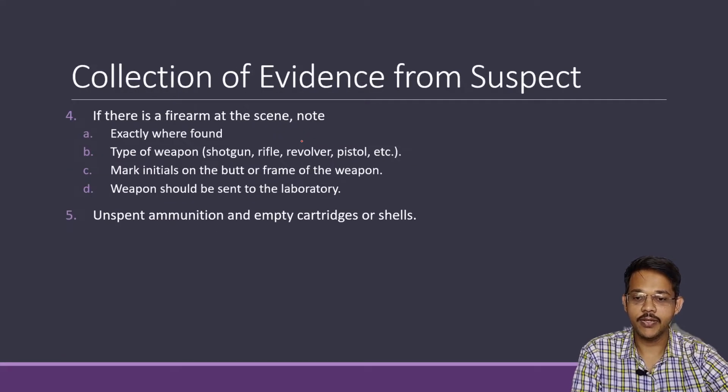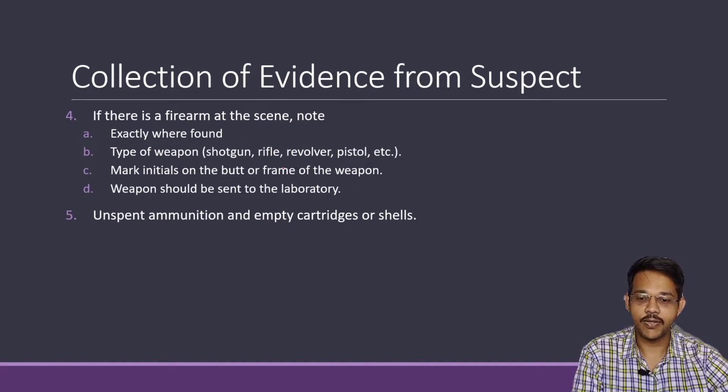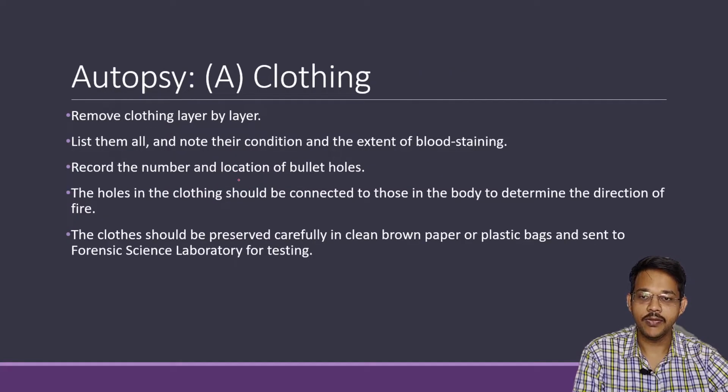Next, we have to collect the firearm if it is found on the scene of crime. We have to note down where it was found and which type of weapon it is. Then, any marks on the butt or frame of the weapon have to be noted down, which will help in identification of the person who fired. Afterwards, the weapon should be sent to the forensic laboratory for further analysis. And lastly, we have to collect the unspent ammunition, or empty cartridges present in the weapon. Then coming to autopsy.